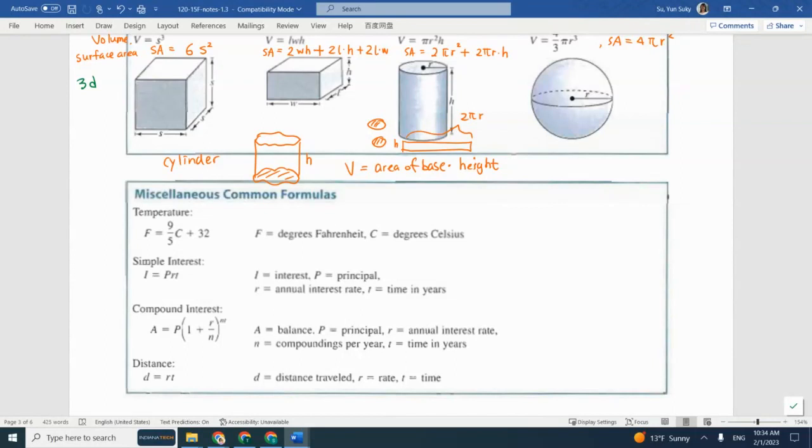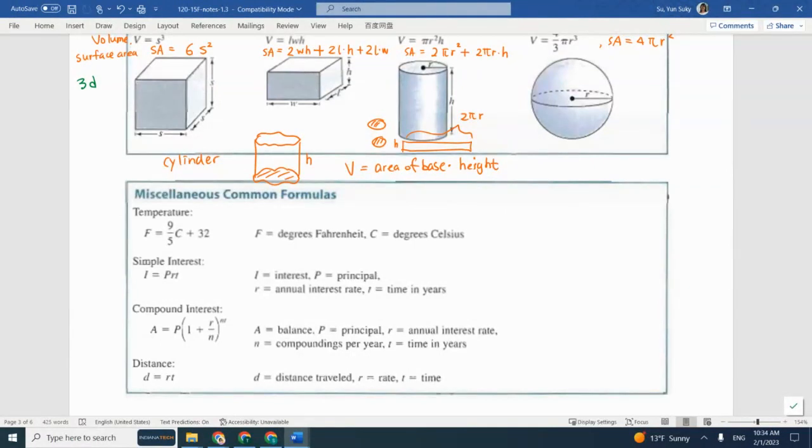Simple interest. Interest is the principal times the interest rate times the time. Have you seen this before? The simple interest formula? The principal times the interest rate and then times the time in years. How about compound interest? Have you seen this before? We have the principal. Let's say your annual interest rate is r, and you're doing n compoundings per year. If you compound monthly, what's n? How many months in a year? 12. Yes, so we have 12 as n.